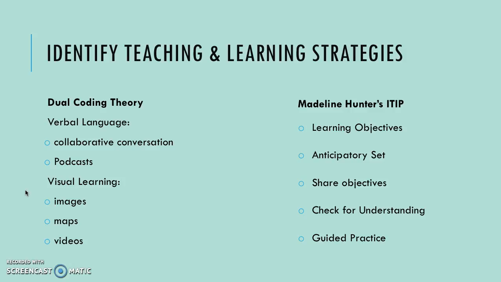Identify teaching and learning strategies. The theory that I think works well for this unit is the dual coding theory by Allan Paivio. I think that this is appropriate because it incorporates both visual and verbal features. So in terms of the verbal language, I will be encouraging students to use collaborative conversations.